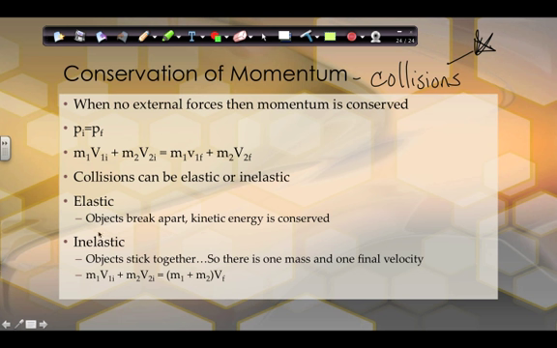Now, in an inelastic collision, the objects will stick together. So in the end, there's one mass and one final velocity. This is the equation you will use if it's an inelastic collision. You'll take the mass of the first object plus the mass of the second object, because they're going to be moving together, and multiply that by the final velocity.